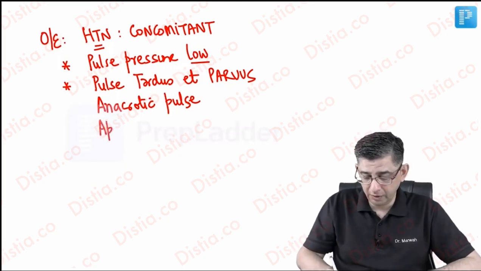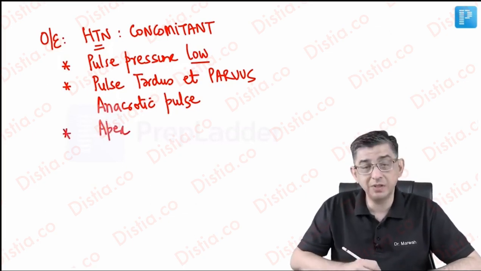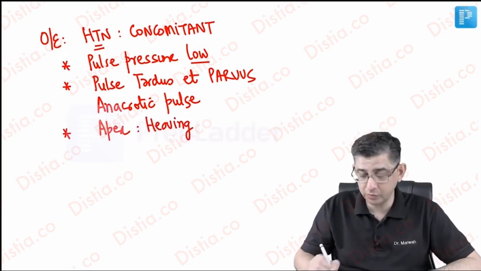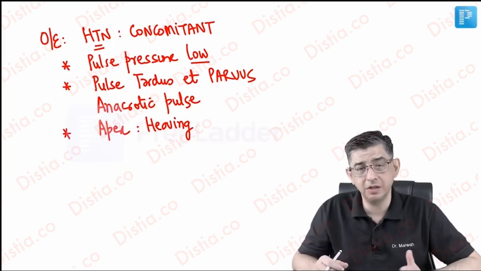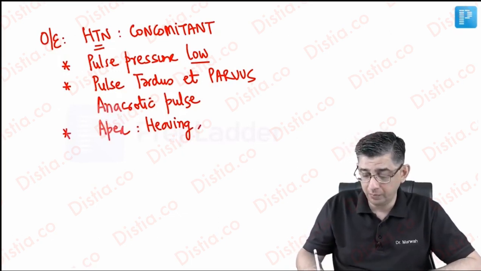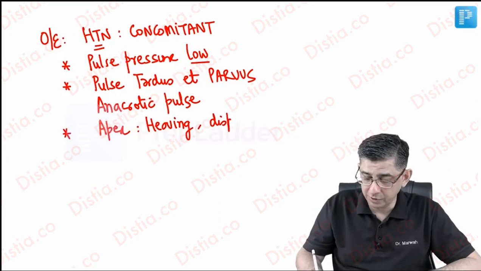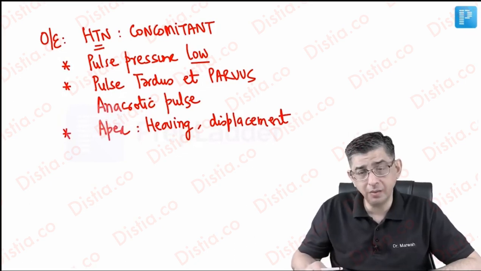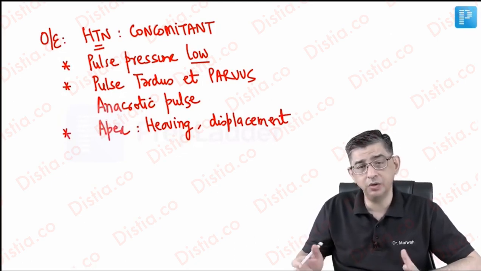Then when I have evaluated the apex beat of this person, I have noted that the apex beat is heaving in character. Heaving would mean that the apex will be so forceful that it will lift your finger, and this is again because of the hypertrophy. And apart from this, the apex beat will also be displaced. Normally the apex beat will be 2 cm medial to the mid-clavicular line. In this chap, it's going to be displaced further to the left.